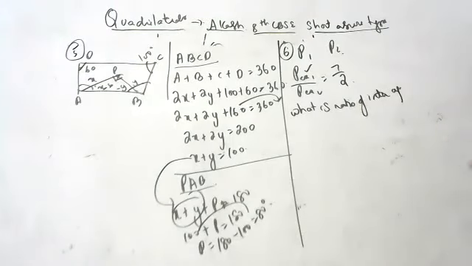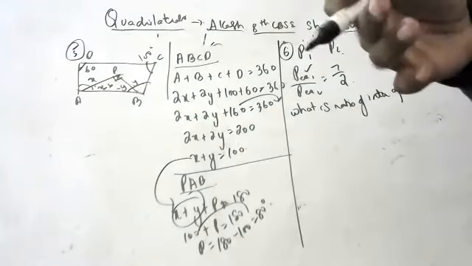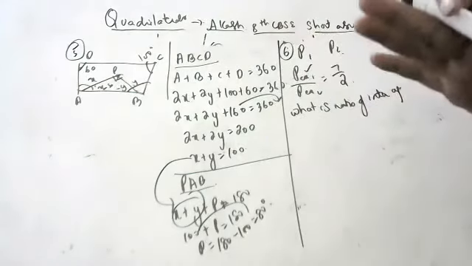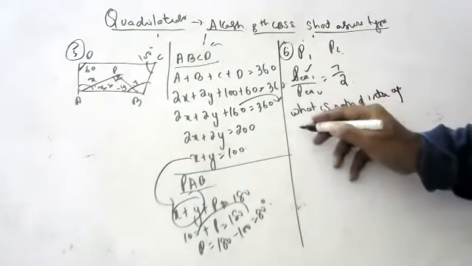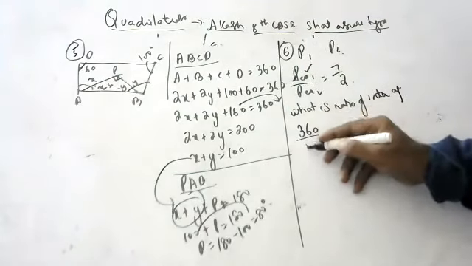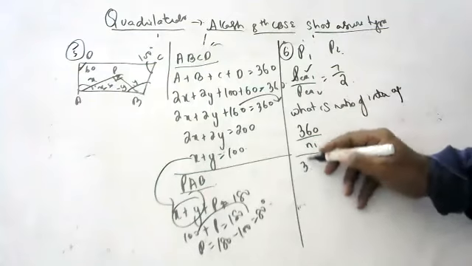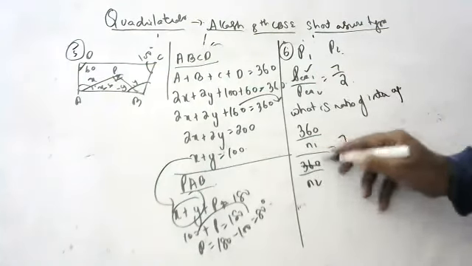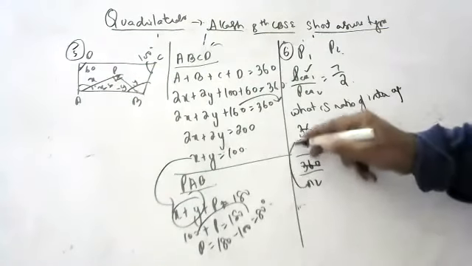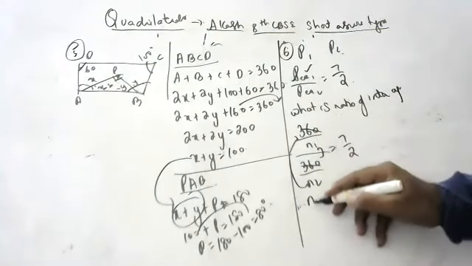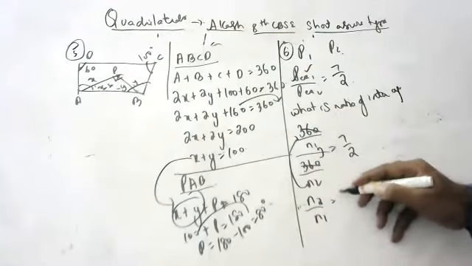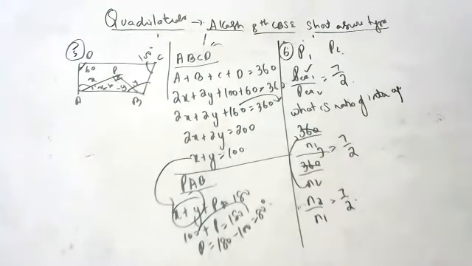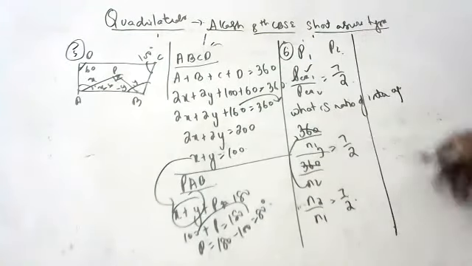Normally the sum of all exterior angles is 360 degrees. So the first one is 360 by n1 and the second one is 360 by n2, and their ratio is equal to 7 by 2. The 360s cancel, so n2 by n1 is equal to 7 by 2. Now, what is the ratio of their interior angles?